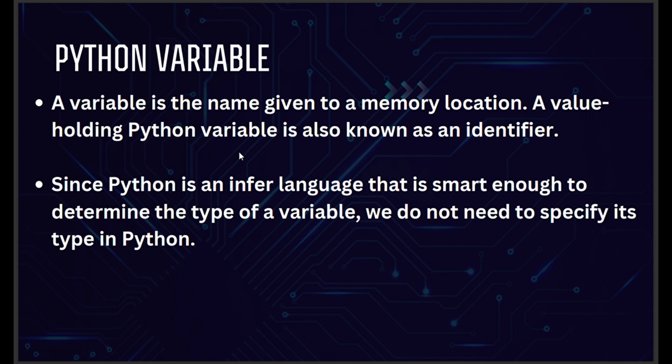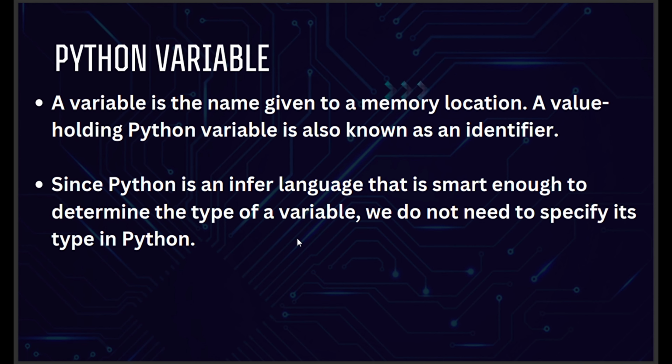Python is an inferred language that is smart enough to determine the type of a variable. We do not need to specify its type in Python. This is one advantage for us: without declaring the type, we can just directly assign any value. So let's understand the code and how it actually works.